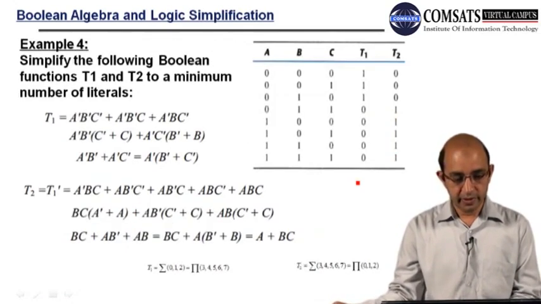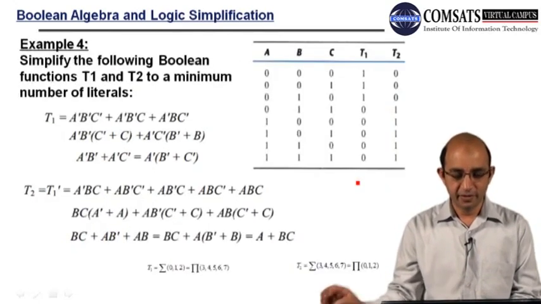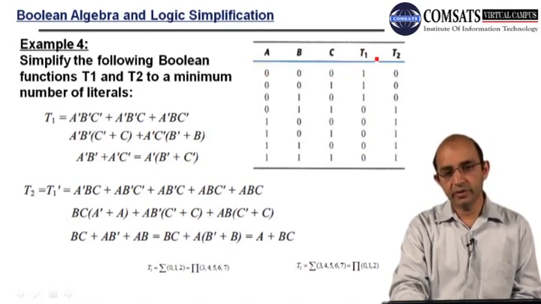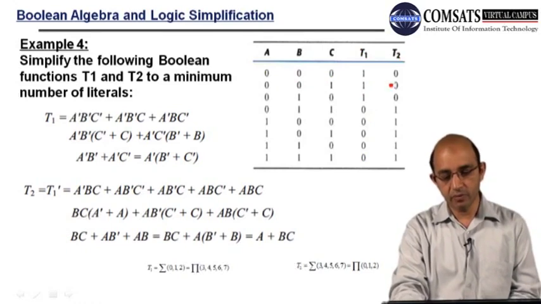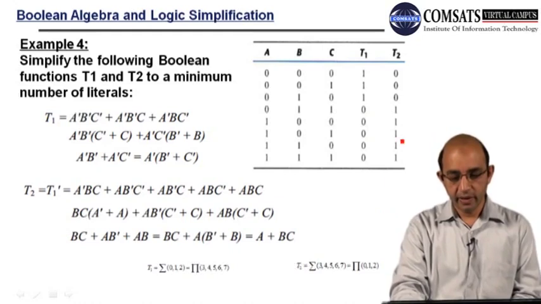So this is another example. This should be example 5. Here we have a truth table. First we target T1 because we have three inputs A, B, C, and this is the output. T1 is one output and T2 is another output. You can see that T2 is the complement of T1, because 1, 0, 1, 0, 1, 0 and 0, 1. So T1 is complemented and we got T2.